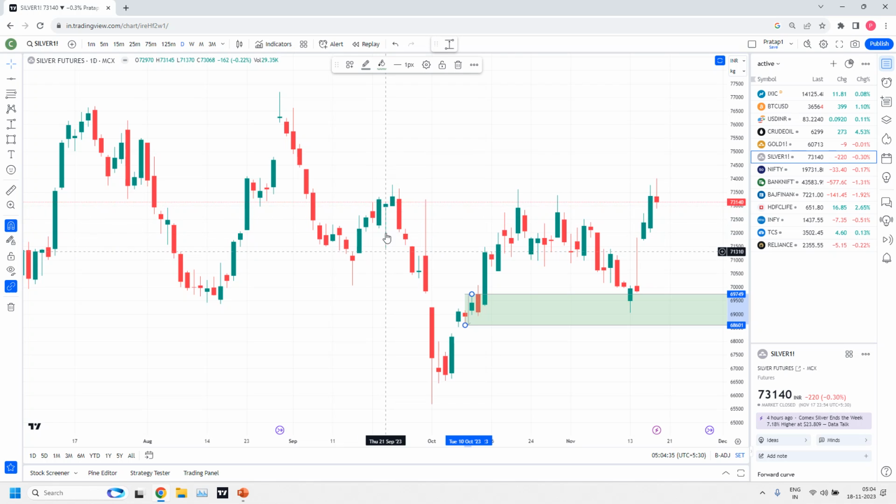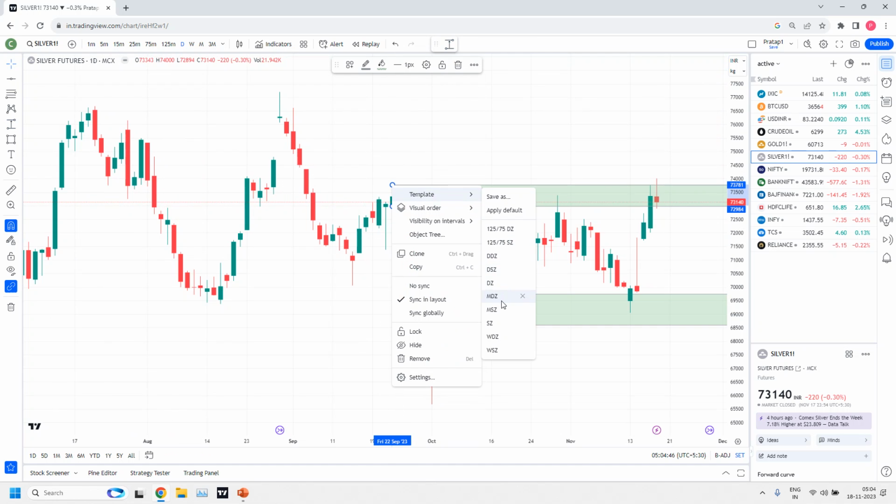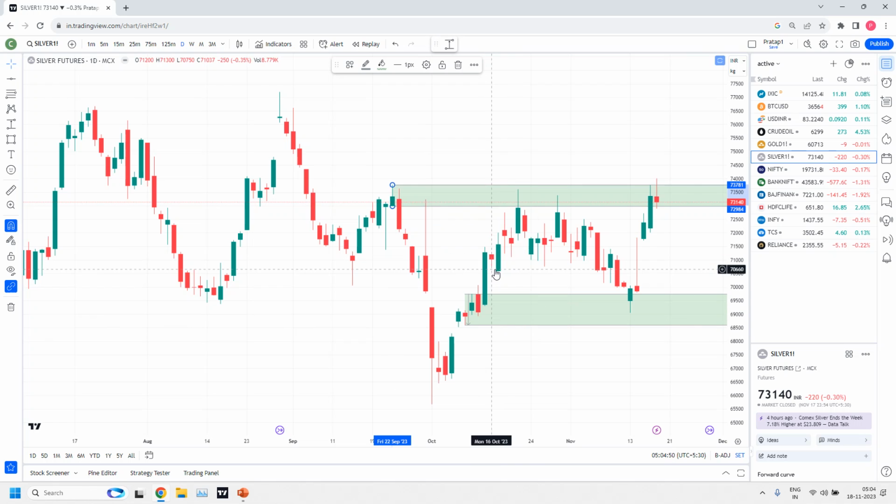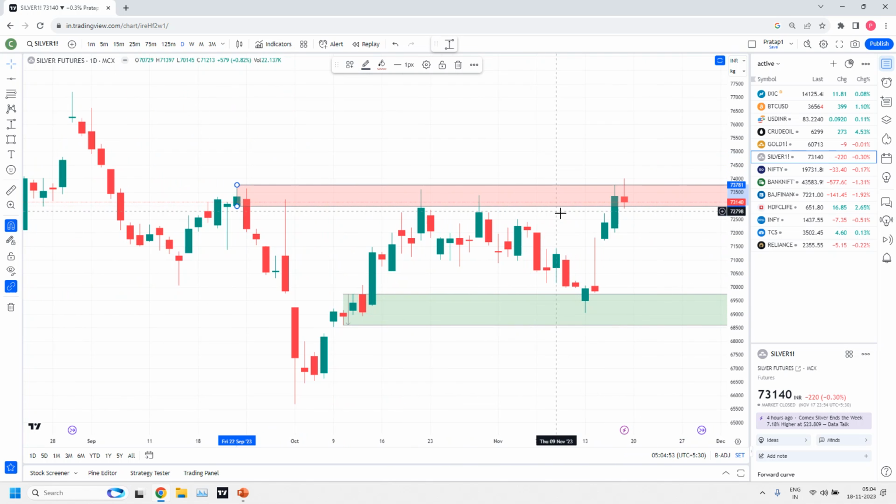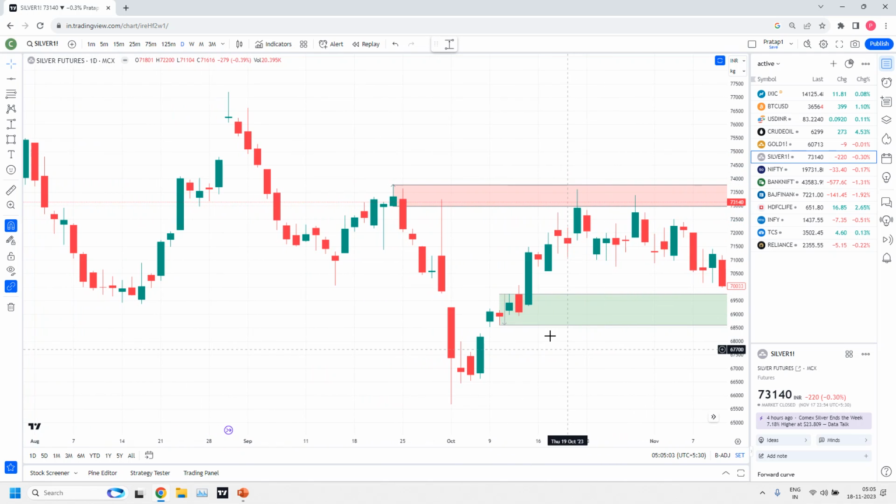So we have a leg in, we have a base, and then we have a drop. So let us draw the supply zone. Let me change the color, supply zone. Okay, now it is violated by the most recent candle, that is on Friday, last Friday. But before that, let us take this scenario. So far it is a fresh zone, right?